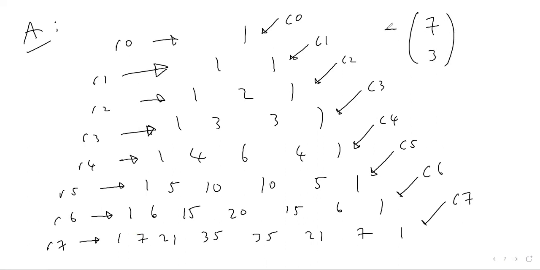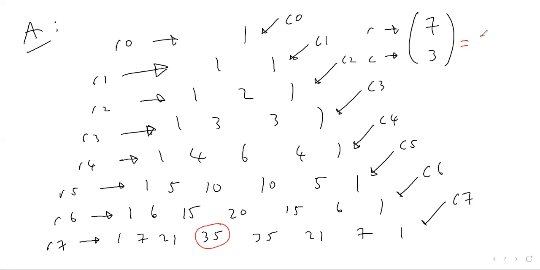So row number 7. Again, this is the row, and this is the column. So 7 choose 3, 7C3. How many ways can we choose 3 objects out of 7? So we're going to go to row 7 and column 3. So column 0, column 1, column 2, column 3. So it's going to be 35.